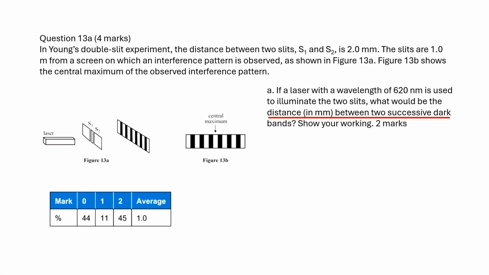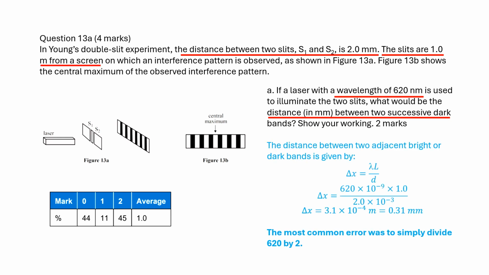Ask the distance between two successive dark bands. Since this is a double-slit experiment, we calculate the distance between two successive dark bands with wavelength, the distance between slits and screen, and the distance between slits. Please use the meter as the unit and convert the units of the final result into the meter. The distance between the dark bands is the same as between bright bands.